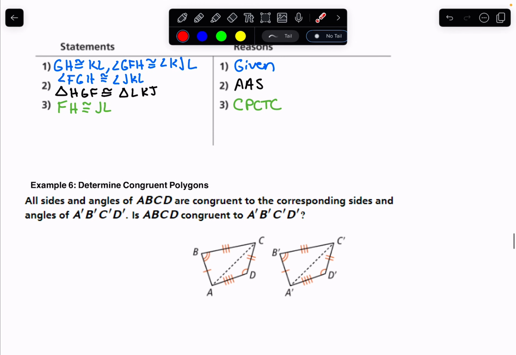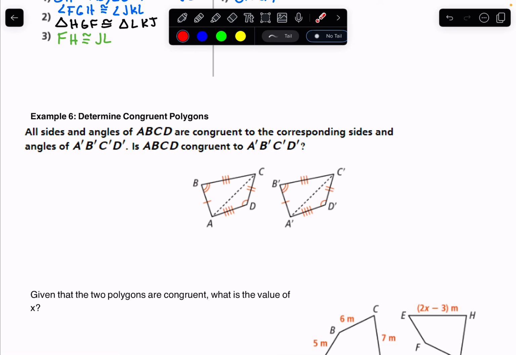One last example here. What happens when we put our triangles together and use those together shapes and talk about the congruence there? So we've got these quadrilaterals. It says all the sides and the angles of ABCD are congruent to the corresponding sides and angles of A prime, B prime, C prime, D prime.